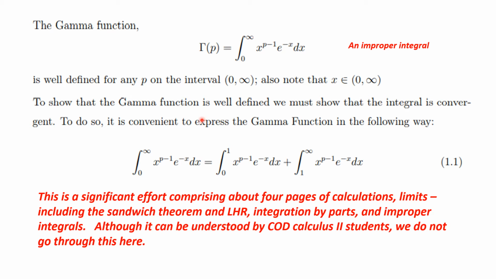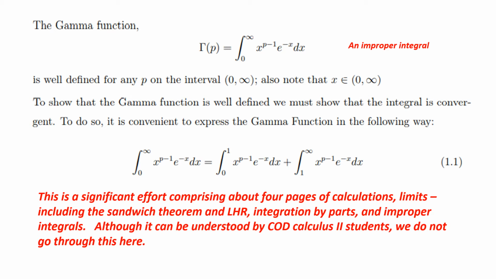Now, to show that the gamma function is well defined, you have to show that the integral is convergent. And to do so, the proof proceeds that you express the gamma function in the following way, and you split it up to where it's improper on this end and improper on the other end. That makes it easier to discuss it. But it's actually a lot of effort. It's about 4 pages of calculation.